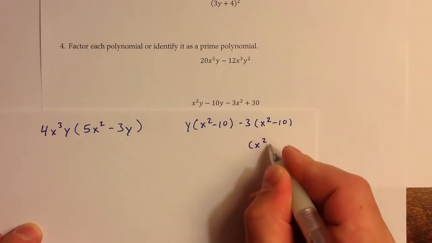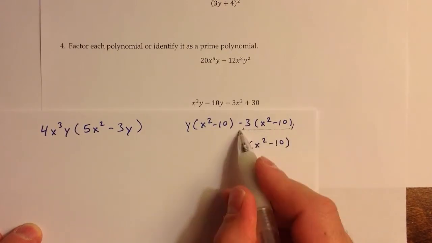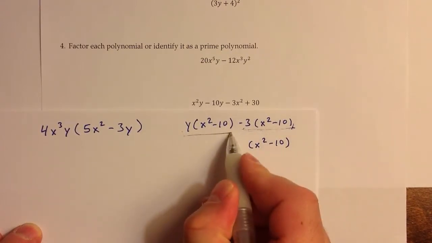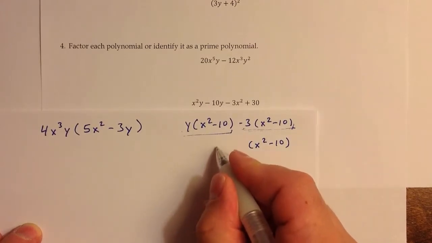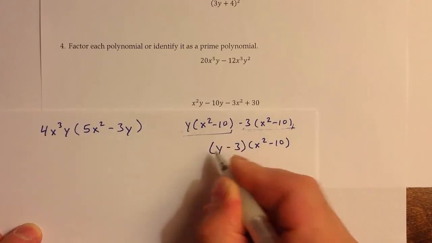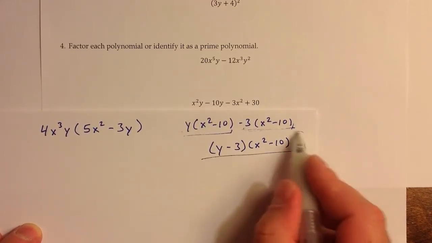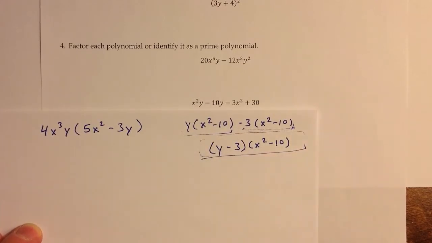Then we can see that x squared minus 10 is a common factor of both this second part after the minus sign and the first part. From the first part, we get a y. From the second part, we get a minus 3. And so that becomes a second factor, y minus 3. And so the factorization is y minus 3 times x squared minus 10.